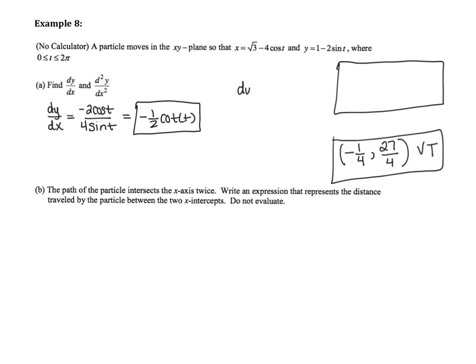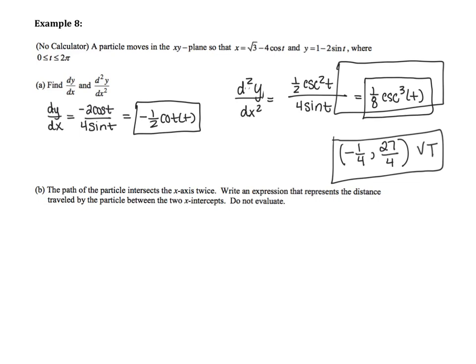Now the second derivative, oh wow, notation. So the second derivative of y with respect to x is going to be equal to the derivative of dy/dx with respect to t. So I'm taking the derivative of negative 1/2 cotangent of t, which is going to be positive 1/2 cosecant squared of t, all over dx/dt, which was 4 sine of t. And if I clean that up, I'll get 1/8 cosecant cubed of t.